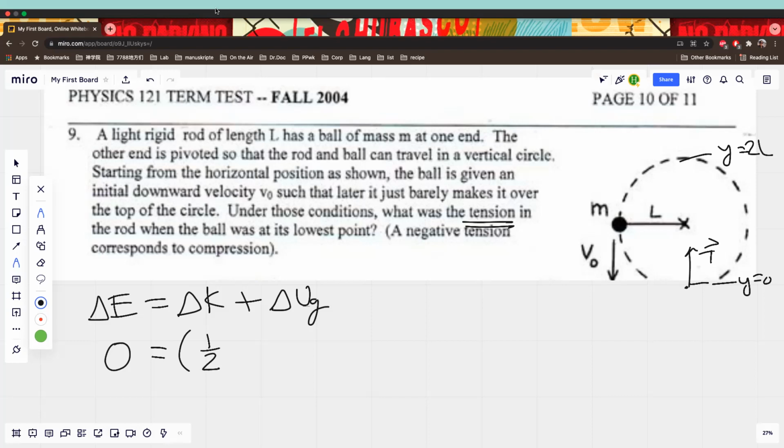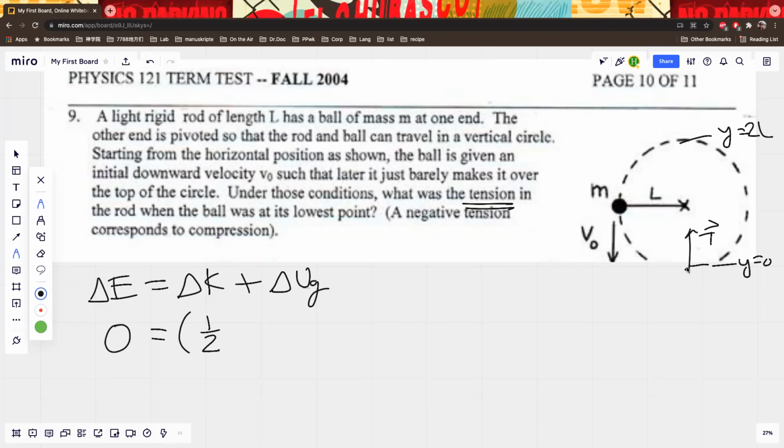Hello? Hello. Okay, you're back? Yes. All right, so this one's actually a very good question. So it's asking for the tension at the bottom. So what should we do if we want the tension at the bottom?